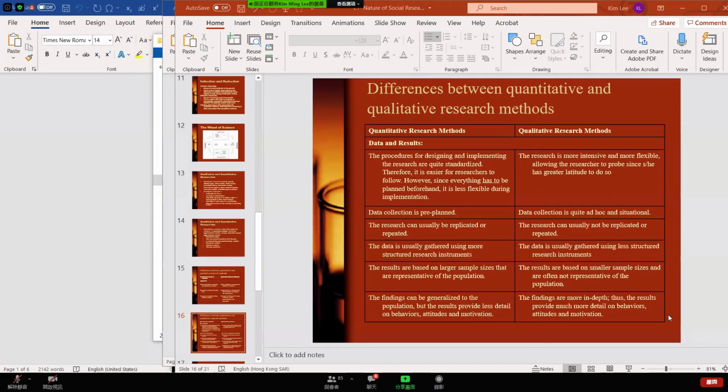But the qualitative approach is more in-depth. The result provides much more detail on behavior and attitude, but cannot be generalized to the whole population. So qualitative research gives you a lot of ideas, some stories, but these stories cannot apply to the whole population. You interview, say, 20 people in Hong Kong. These 20 people may have different stories, but these stories cannot be applied to the whole population. But these stories are very intensive, in-depth. You learn a lot about that.